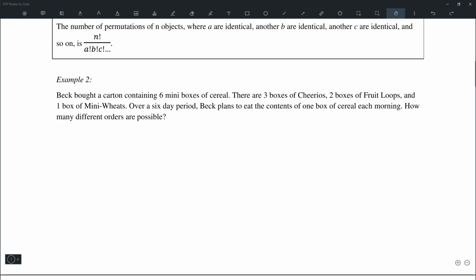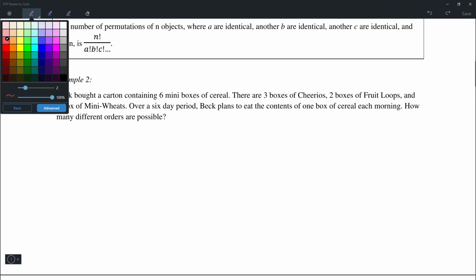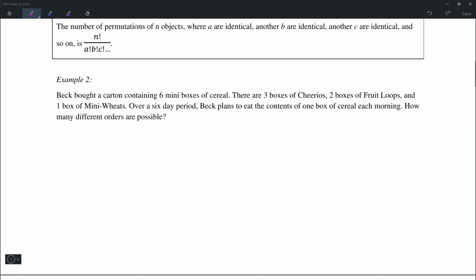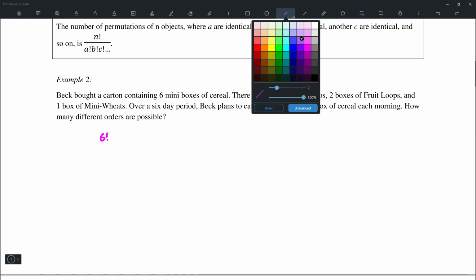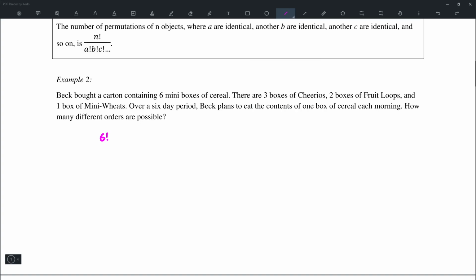Okay, so we have 6 mini boxes of cereal. In this case, then we have 6 boxes, so that's 6 factorial. 3 of the boxes are the same. They are Cheerio boxes. 2 boxes of Fruit Loops, and 1 box of mini wheats. So we can divide here by 3 factorial, because those are identical, times 2 factorial for the 2 Fruit Loops boxes, and 1 factorial for the one box of mini wheats.